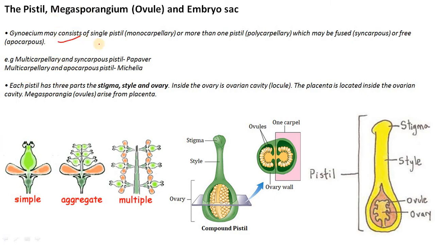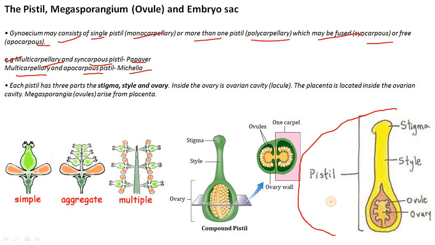The gynoecium that consists of a single pistil is known as monocarpellary and the one with more than one pistil is known as polycarpellary, which may be fused, syncarpous, or free, apocarpous. The multicarpellary syncarpous pistil is found in Papaver and the multicarpellary apocarpous pistil in Michelia. Each pistil has three parts: stigma, style, and ovary. From this picture, it is clear it consists of three parts: stigma, style, and ovary.